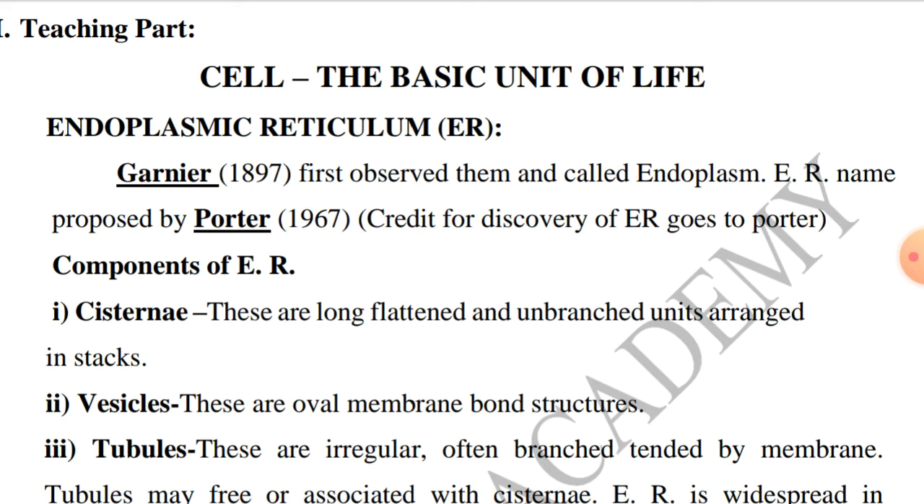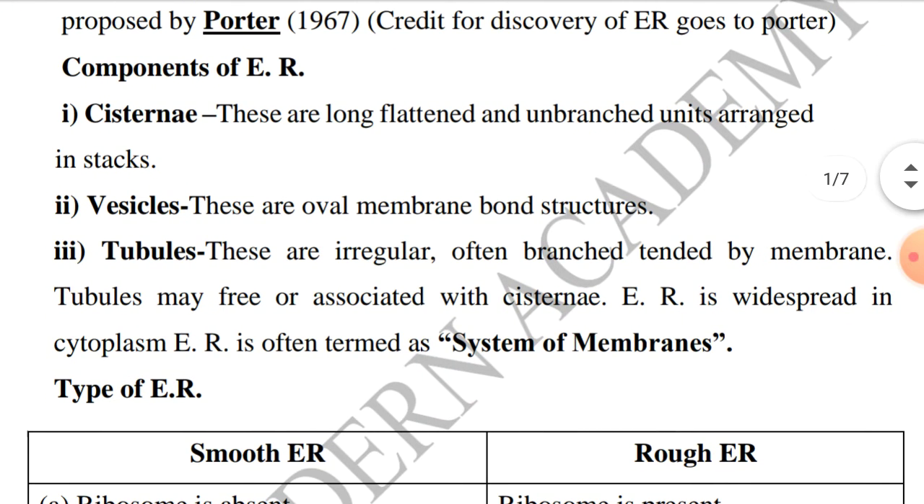Some of the components of endoplasmic reticulum are cisternae, vesicles, tubules. Cisternae are long flattened structures. Vesicles are oval membranes. Tubules are irregular in shape. As I showed you in the class, endoplasmic reticulum is full of folds or membranes or layers, so it is also known as the system of membranes.